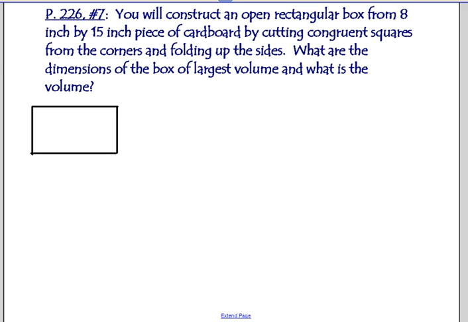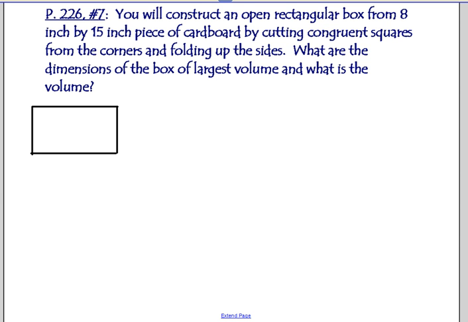Okay, this is problem number 7. You're going to construct an open rectangular box from an 8 by 15 inch rectangle of cardboard by cutting congruent squares from the corners and folding up the sides. What are the dimensions of the box of largest volume? What is the volume?